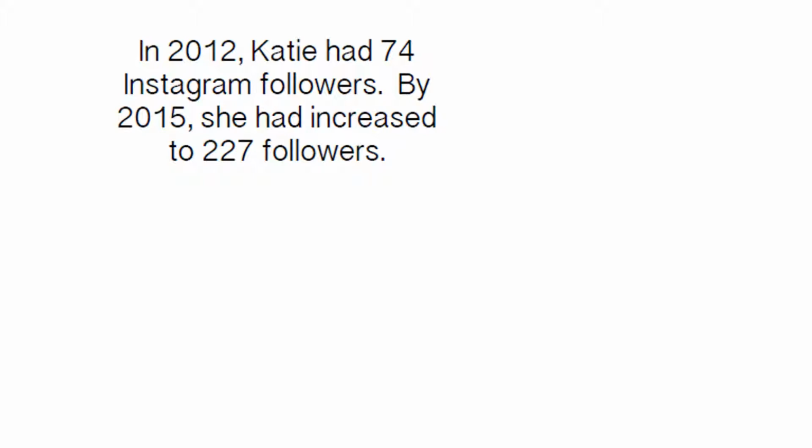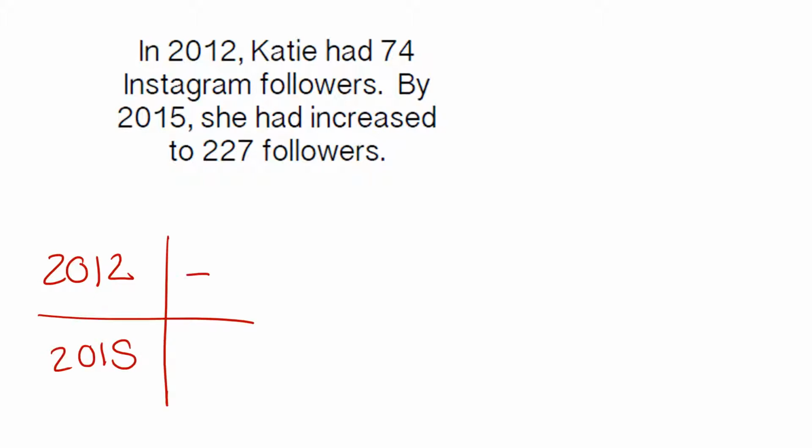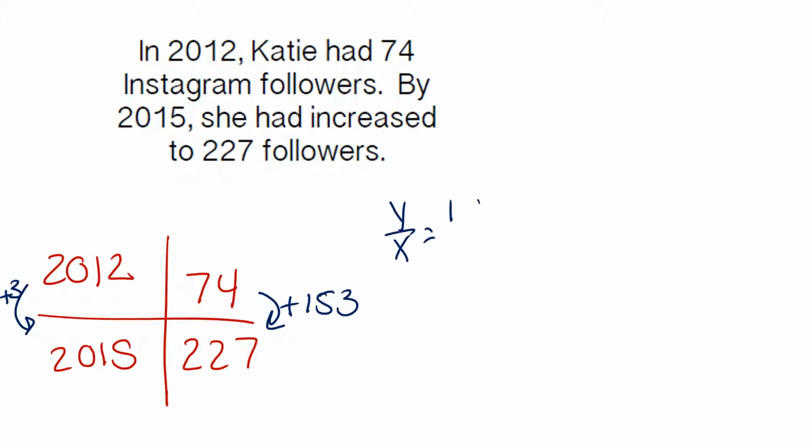In 2012, Katie had 74 Instagram followers. By 2015, she had increased to 275 followers. So we're going to start by setting up our table, 2012 to 2015. And she started with 74, and she ends up with 227. Going from 2012 to 2015 is 3 years. 74 followers to 227 followers is gaining 153 followers. We set it up as a fraction, y over x, 153 over 3, which is going to give us 51.